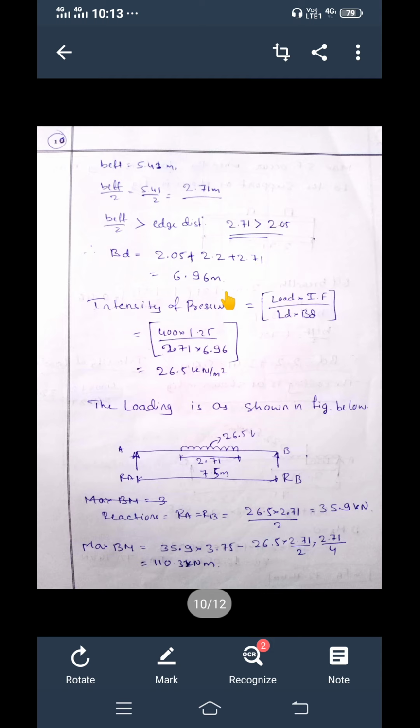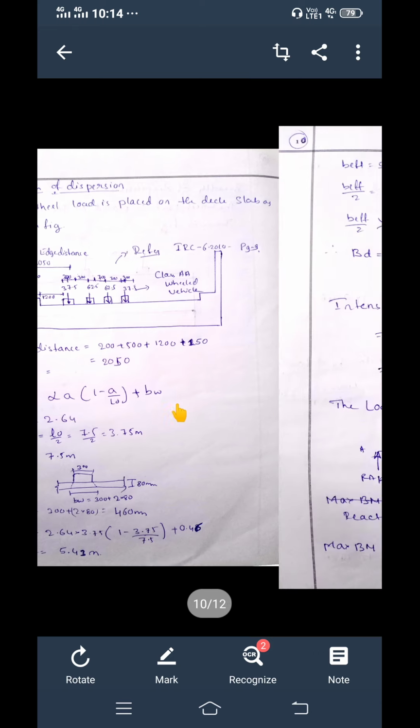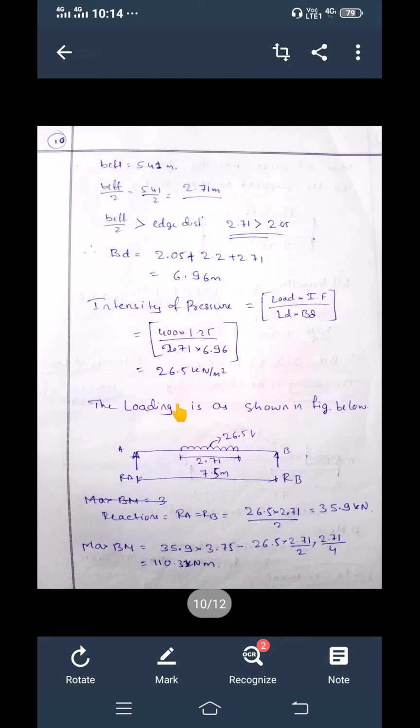So totally your BD is 6.96 meters. So we got LD and the BD, and we can find out the intensity of pressure, that is load into impact factor divided by BD into LD. The load is 400 kilonewton. How? It is 37.5 plus 62.5 plus 62.5 plus 37.5, so we get 400 kilonewton, into 1.25.